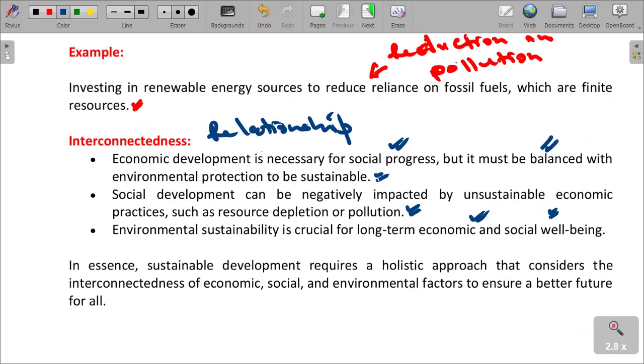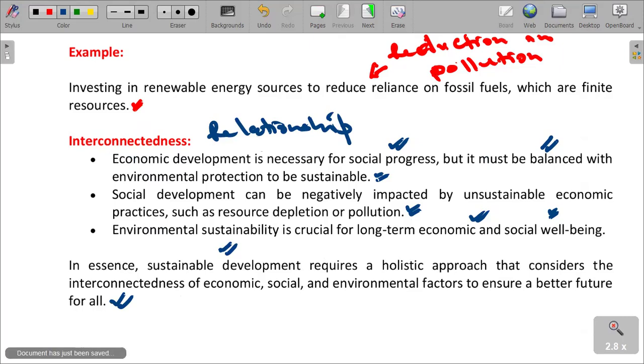So in conclusion to this, I'm saying sustainable development requires a holistic approach that considers the relationship, which is the interconnectedness of economic, social, and environmental factors to ensure a better future for all. So that is sustainable development. I'm sure grade 11 students, please take this right. It actually forms the foundation and the basis towards every other discussion that might follow.